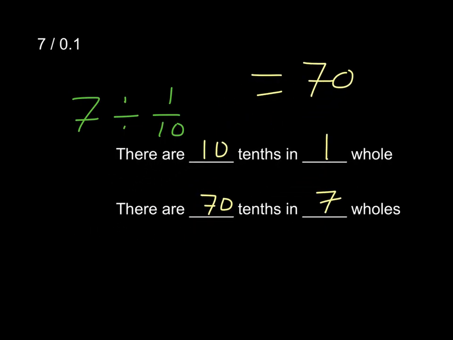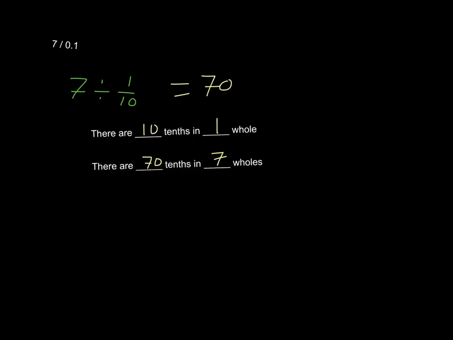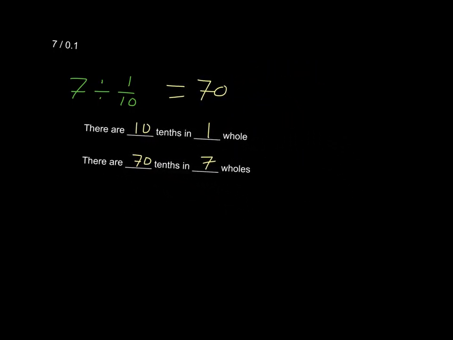And if we use the information that we looked at yesterday with multiplying by a reciprocal, we can do 7 over 1 times 10 over 1, which gives us 70, telling us that there are 70 tenths in 7 wholes.